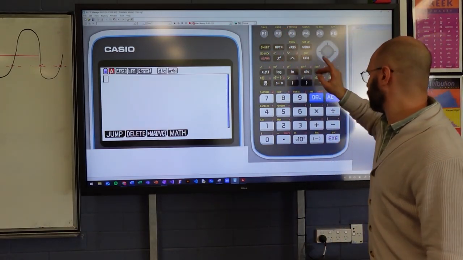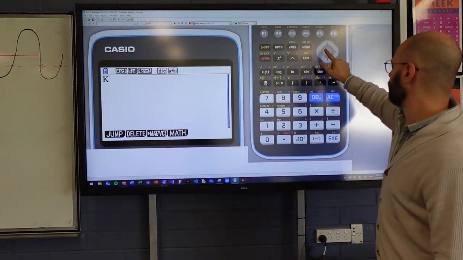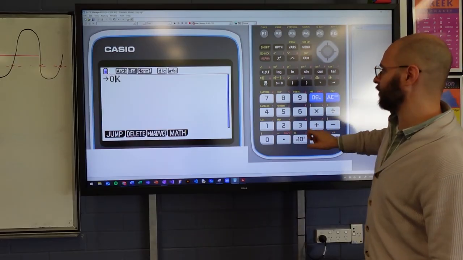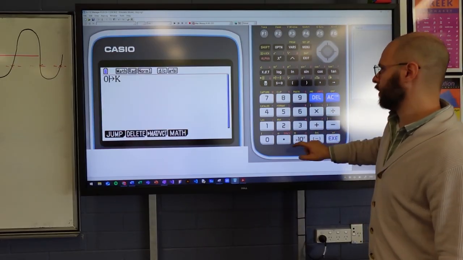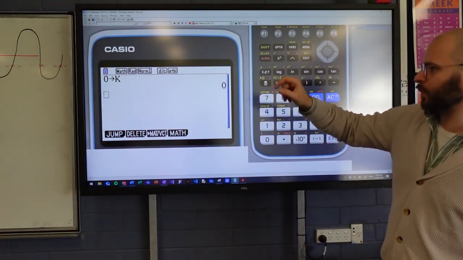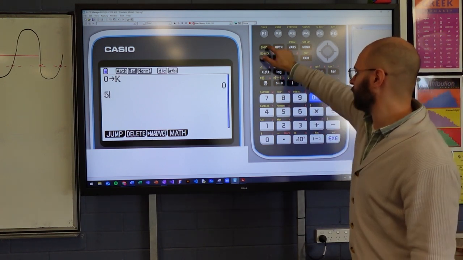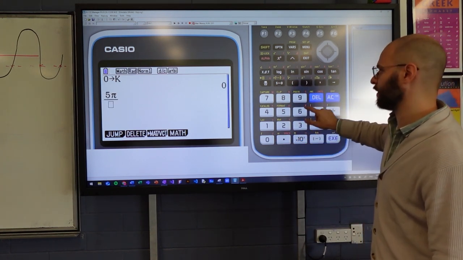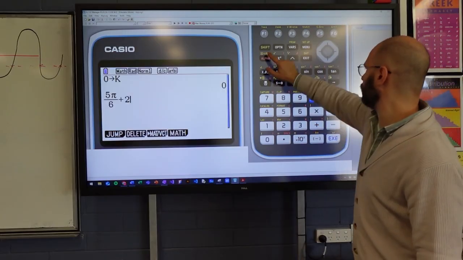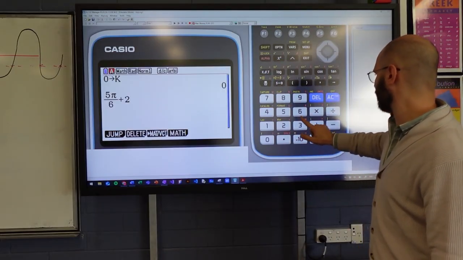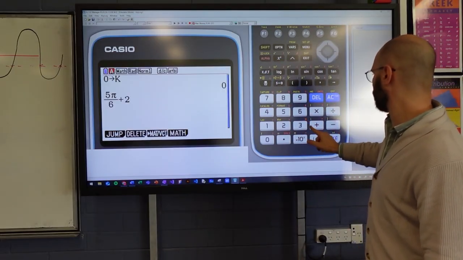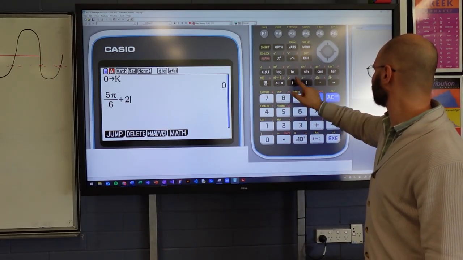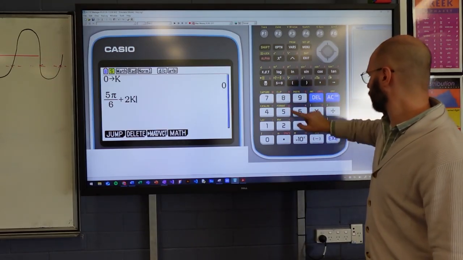So what you can do is we clear this. We set a variable k, and we start it off at 0. Next, we pump in our first equation. It's going to be 5 pi's over 6 plus 2k, where are we? Pi.